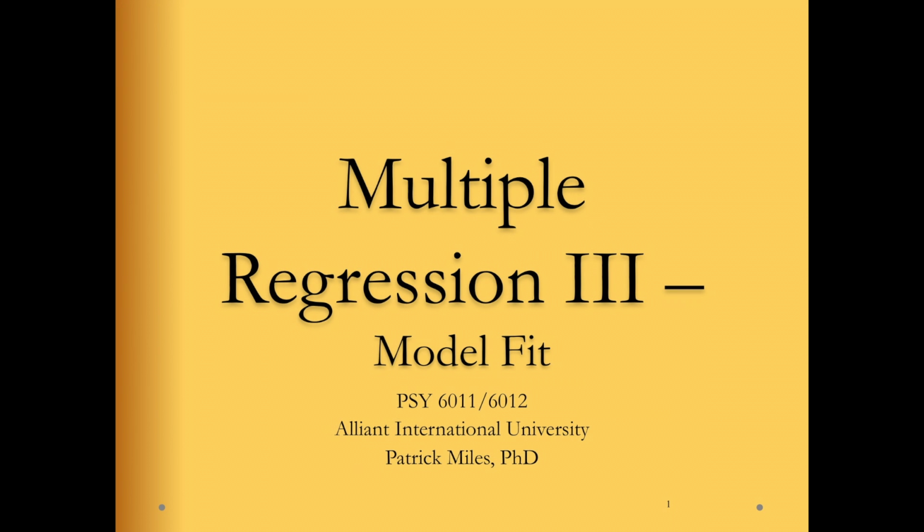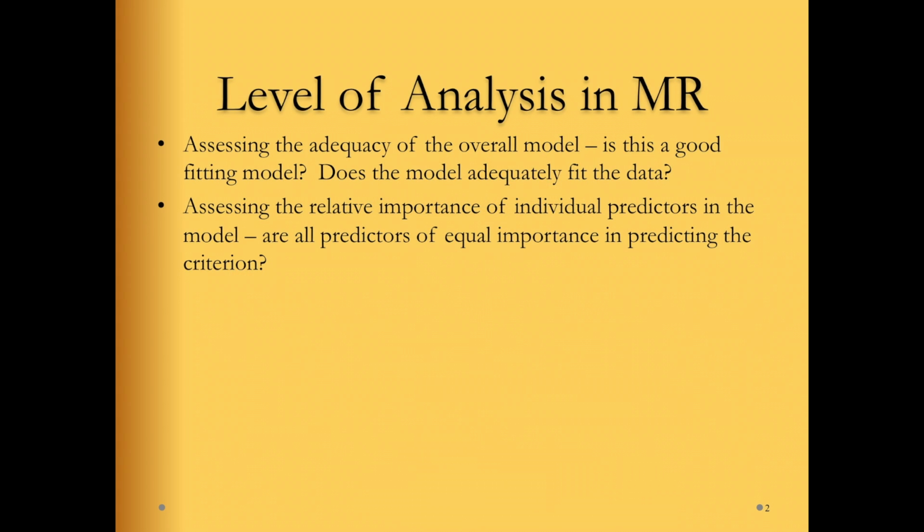This presentation continues the series on multiple regression and focuses on the statistics we use to assess the fit of the regression model. Because we have multiple predictors in multiple regression, we have two levels of analysis or two questions of research interest. The first level of analysis concerns the overall set of predictors. It considers whether or not the model successfully predicts the criterion, or the extent to which the model fits the data. The second level of analysis concerns the individual predictors.